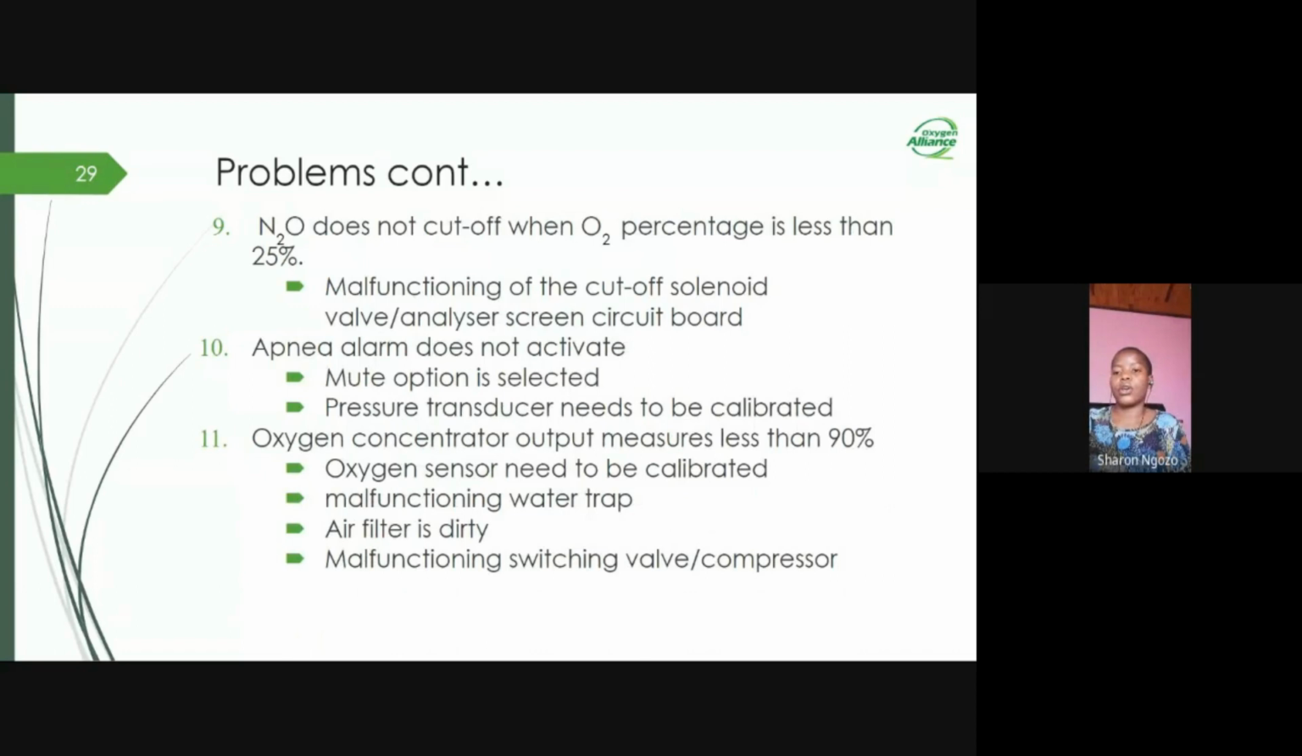So if you have this problem, the causes might be the oxygen sensor needs to be calibrated to both 100% and 21% oxygen. So make sure that if you're calibrating with the 100% oxygen, you're using the cylinder and you're sure that the oxygen is 100%. The other cause might be the malfunctioning of the water trap in the oxygen concentrator, where this allows moisture to saturate the moisture in the zeolite cylinders. So all you have to do is to clean it, or you can replace it if need be.